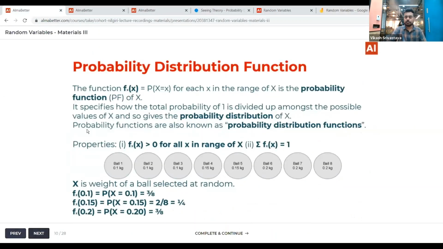Now that we have introduced the concept of probability, another concept naturally arises, which is what we also call the probability distribution function, or simply probability distribution.